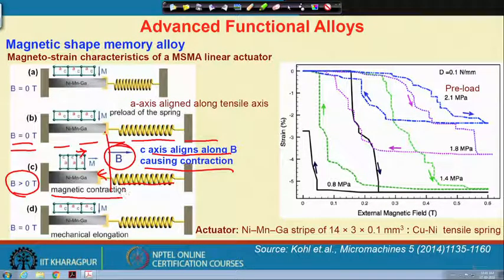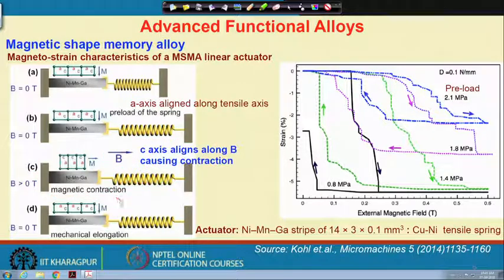Now, if I withdraw the magnetic field, in that case there is a simple mechanical elongation due to the application of this spring. So, again the magnetic domains are aligned in the opposite way, and the former state again comes back. So, this is a linear actuation in the case of ferromagnetic shape memory alloys.